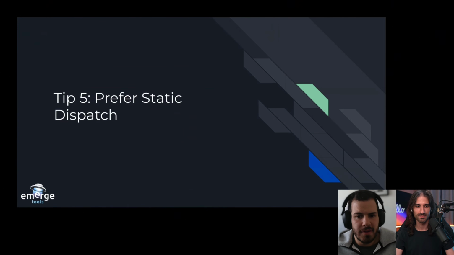Going on with the fifth tip: prefer static dispatch over other mechanisms of dispatching. Static dispatch is the mechanism where Swift determines at compile time which implementation of a function or a method we are going to use. In most scenarios, static dispatch will perform better and will be more efficient in your code.